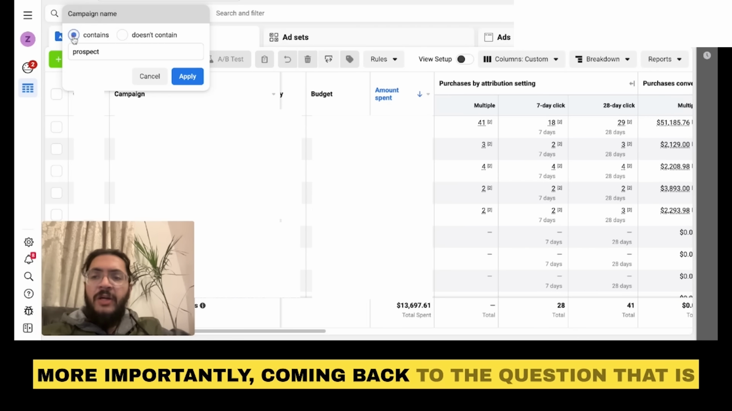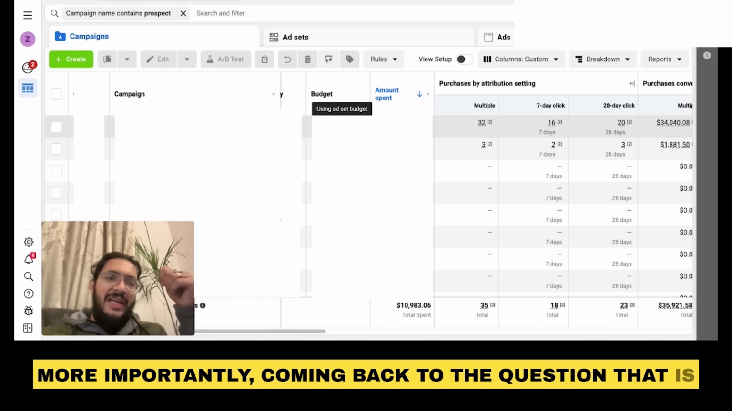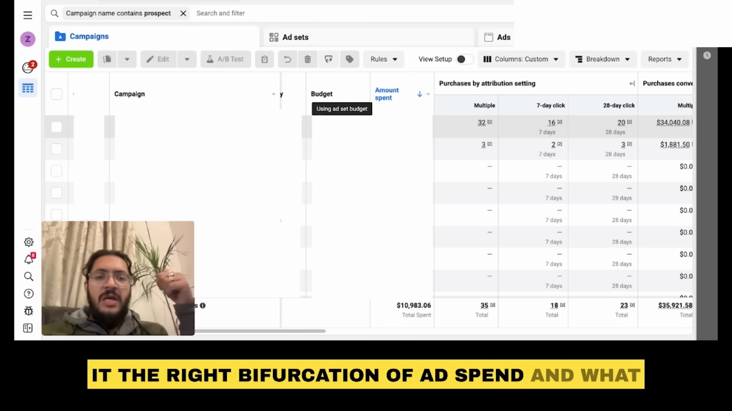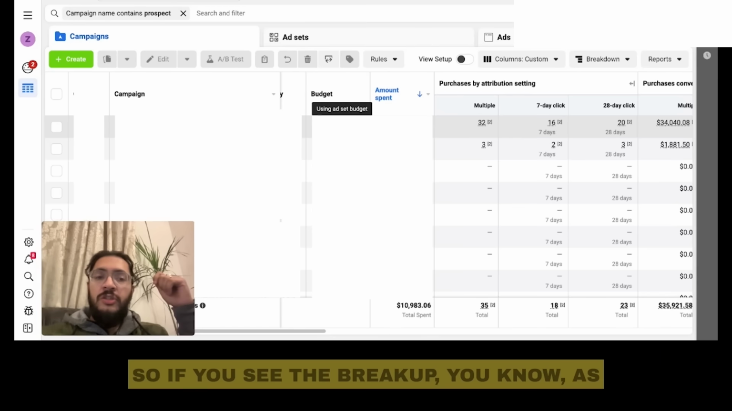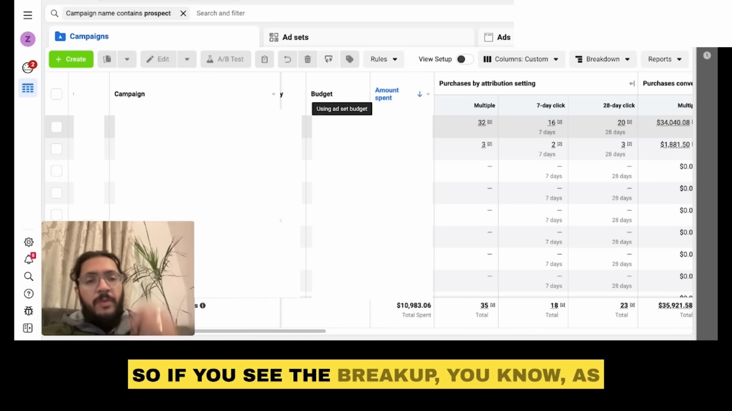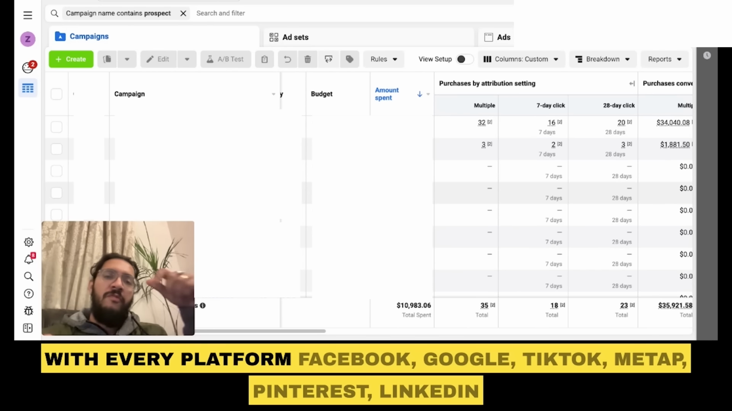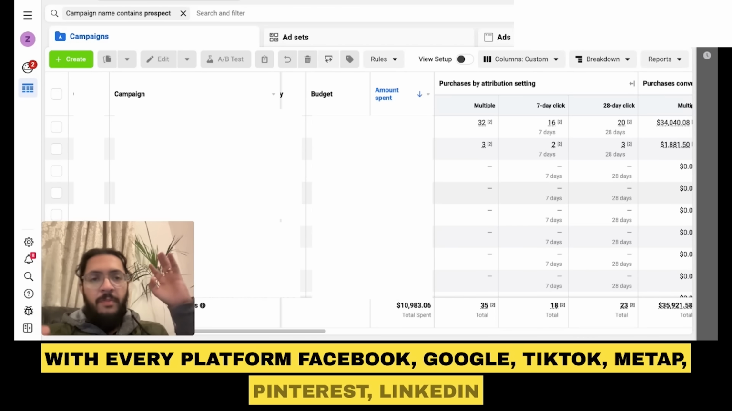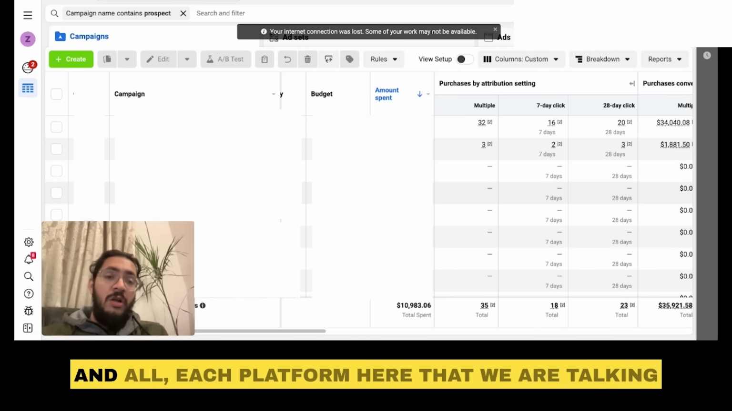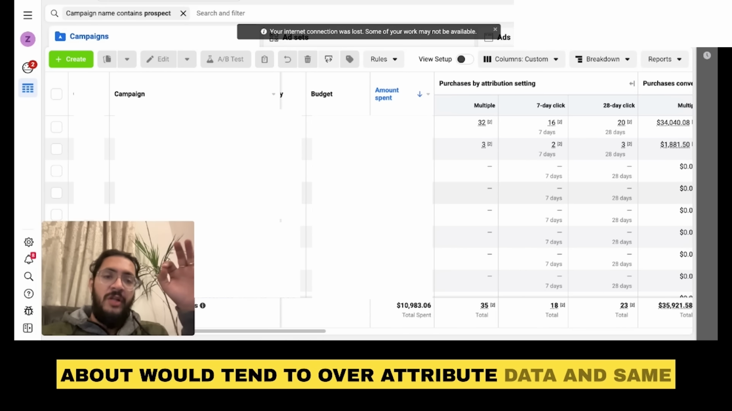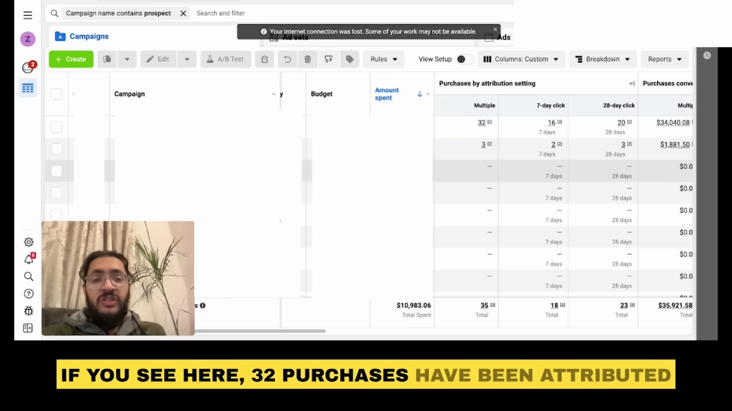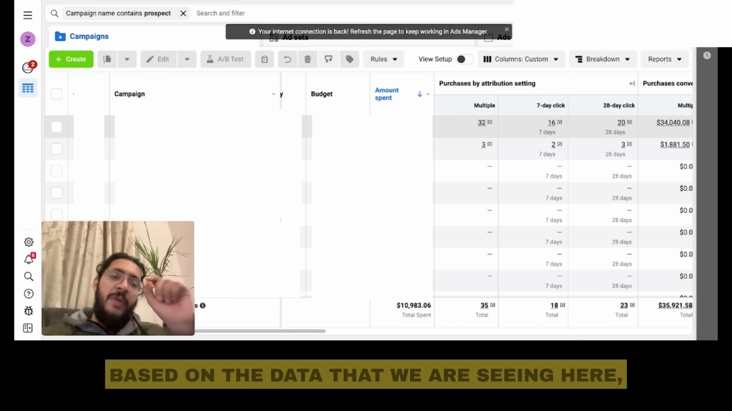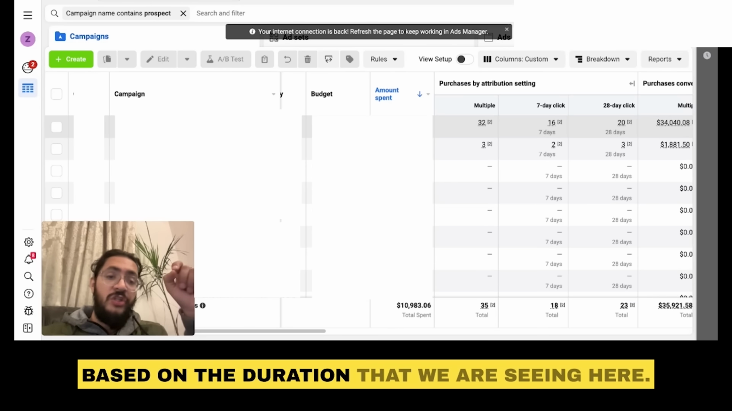More importantly, coming back to the question, is it the right bifurcation of ad spend, and what kind of attribution window best suits e-commerce clients. So if you see the breakup, as with every platform, Facebook, Google, TikTok, Meta, Pinterest, LinkedIn, and all, each platform here that we are talking about would tend to over-attribute data, and the same goes for Facebook as well. If you see here, 32 purchases have been attributed based on the data that we are seeing here, based on the duration that we are seeing here.